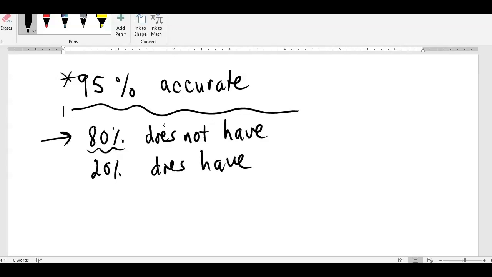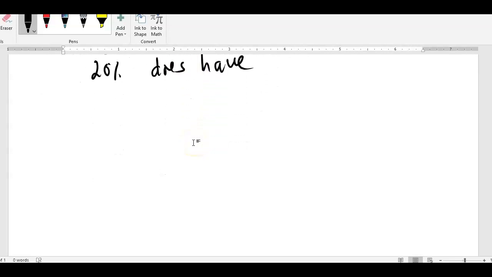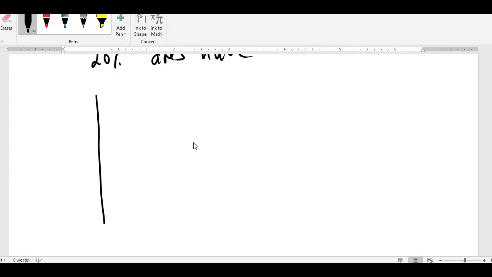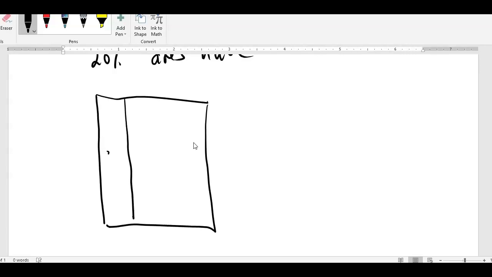And so the way we can think through this is through what we call the area diagram. So we make a rectangle. This is just a visual representation, a way to help us think through these kinds of probability problems. So first, I would think about it this way. Let's split the rectangle up into 20% and 80% to represent the 20% that have and the 80% that do not have COVID.